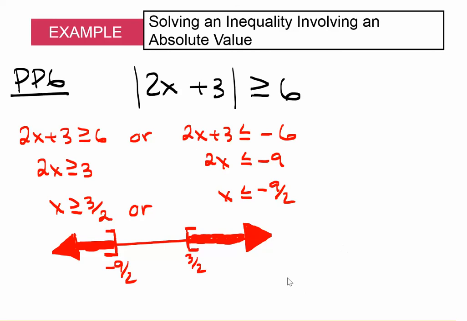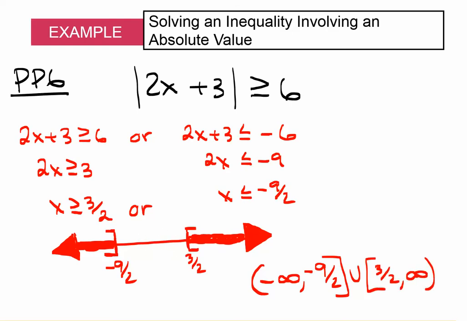But for the final answer, what we really want is interval notation. We want to be able to answer this as an interval. So how about negative infinity to negative 9/2 bracket? And again, that union, because there's a little gap in the middle. Got that union, then we go from 3/2 off to positive infinity.